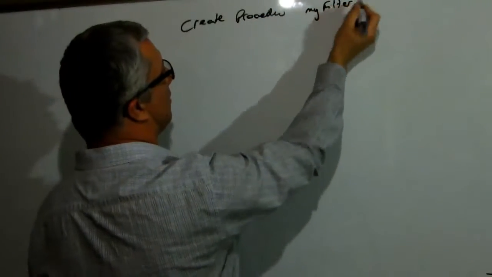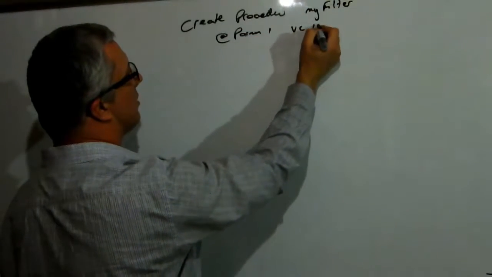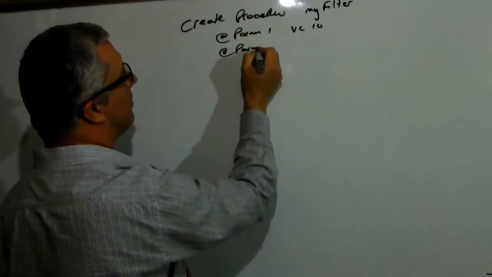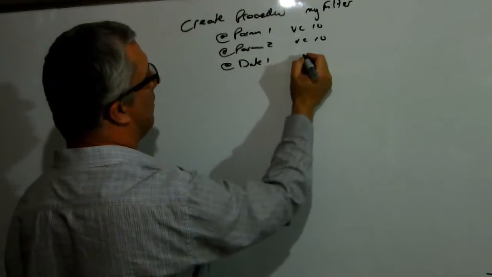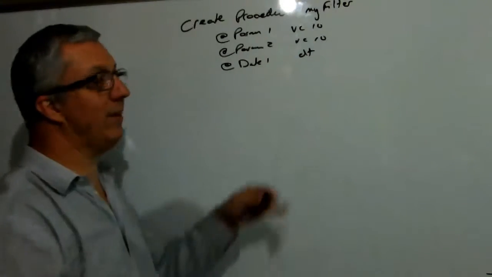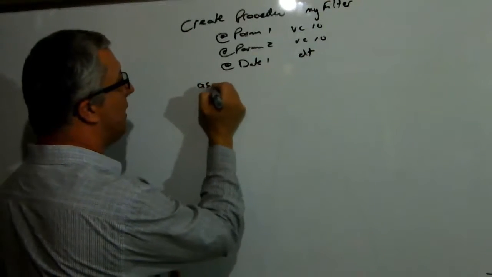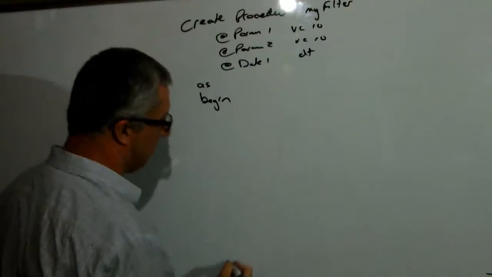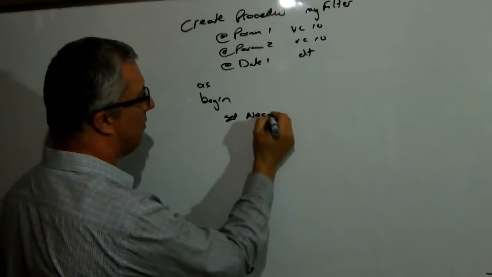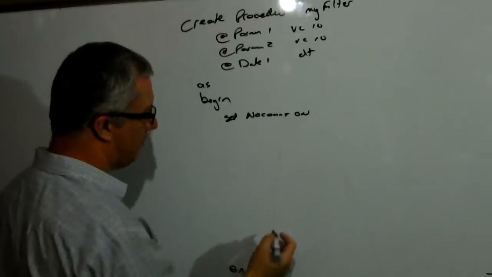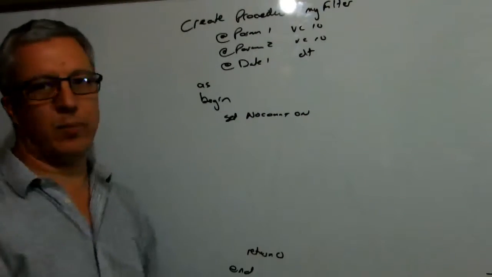So a stored procedure, we know stored procedure, we create a procedure and it will be my filter, and we then have my different parameters: varchar 10, my parameter 2, varchar 10, and let's call it date 1, date type. Now I'm acronyming that, SQL won't understand that, that's just me writing it on the board. As begin, we've got an end, we've got the set no count on to optimize the stored procedure, and we've got a return 0 to make sure that it completes properly.